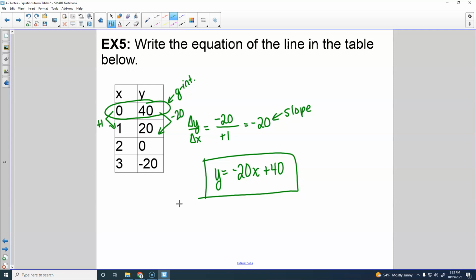And then for your slope, you need change in y over change in x. Okay? Questions? All right, let's try another one.